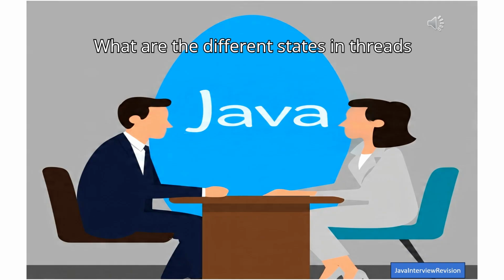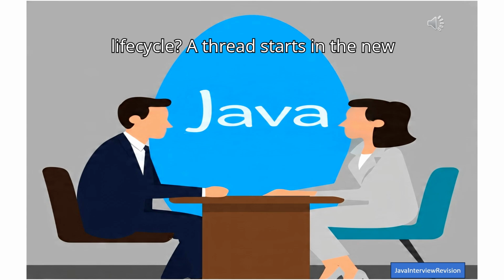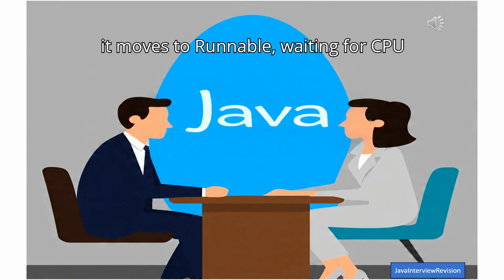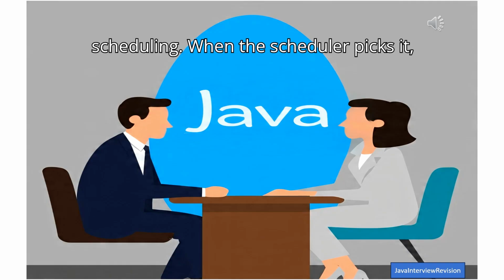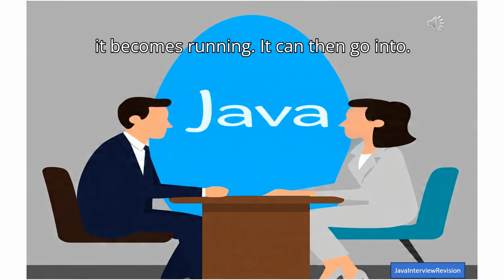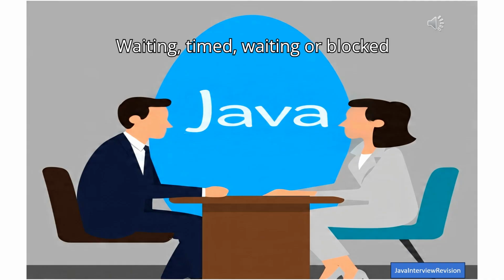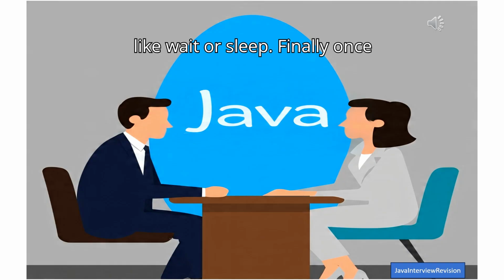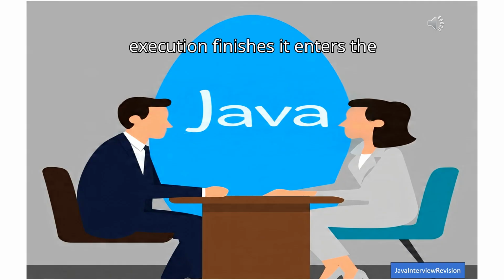What are the different states in a thread's lifecycle? A thread starts in the new state when created. Once you call start, it moves to runnable, waiting for CPU scheduling. When the scheduler picks it, it becomes running. It can then go into waiting, timed waiting, or blocked depending on synchronization or calls like wait or sleep. Finally, once execution finishes, it enters the terminated state.